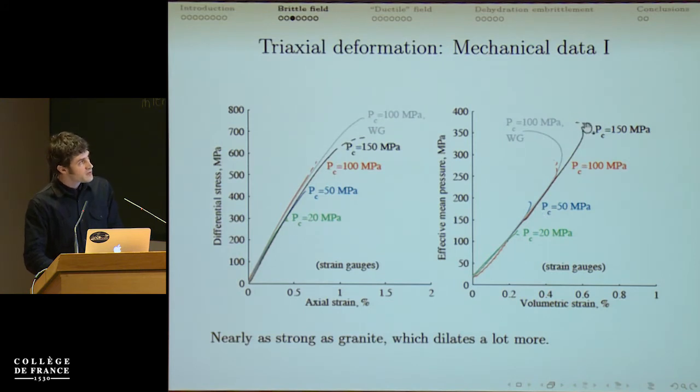And actually, the part of these curves that are dotted is when the strain gauges, which measure the local strains, diverge between each other, which indicates strain localization. So we're not even sure if that part is actually real dilation. It might just be the onset of strain localization. But again, that's very qualitatively different from granite, which dilates a lot more.